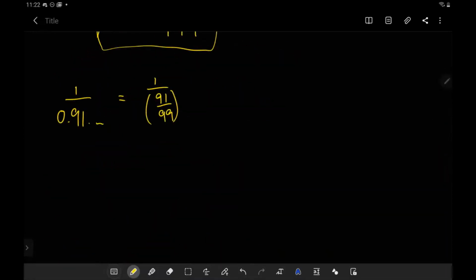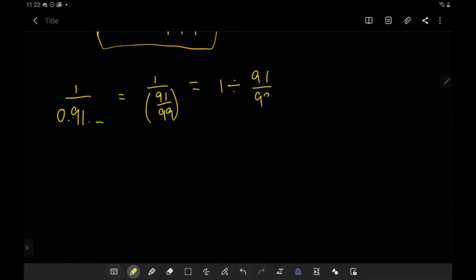Remember when we divide by a fraction, we invert it. So it's like 1 divided by 91 over 99, and we just invert it. So this would be 1 multiplied by 99 over 91. And this is exactly 99 over 91. You can check in a calculator, but this one will give us a more accurate value.